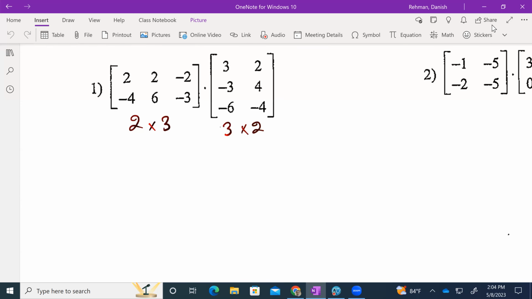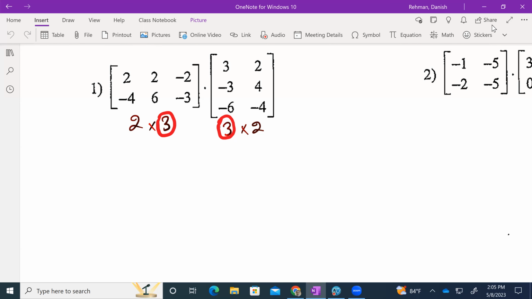We can only multiply if the number of columns in the first matrix is equal to the number of rows in the second matrix. It's only possible if the number of columns in the first matrix over here is equal to the number of rows in the second matrix. And keep it in mind, we always keep the rows first and the columns later. So this is the key thing, okay?